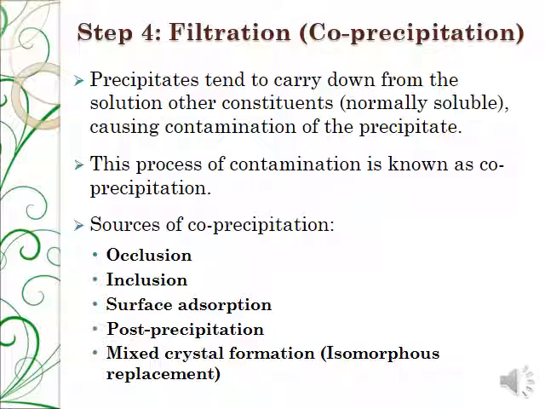Now, where is the source of co-precipitation? Okay, the source of co-precipitation comes from either occlusion, inclusion, surface adsorption, post-precipitation, or mixed crystal formation, or in other words, isomorphous replacement. Now let us look in detail at each of these co-precipitations.